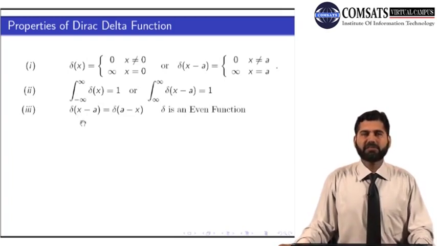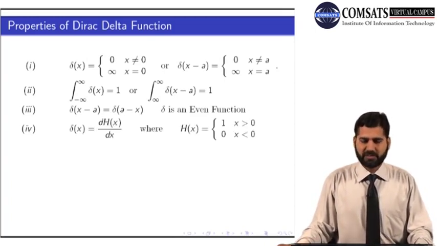It's an even function. Even means when you take the minus out here, you see delta of minus x minus a gives you delta x minus a again. So this is an even function. x minus a or a minus x, there is no difference. Alright, so this is another property.